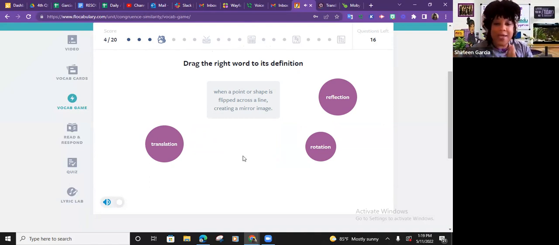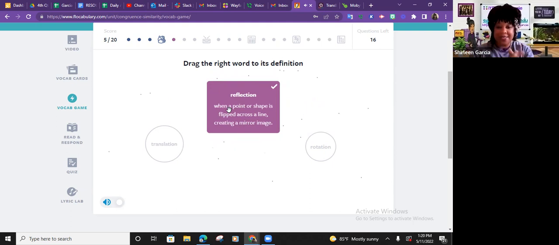When a point or shape is flipped across a line, it creates a mirror image. Is that a reflection, a rotation, or a translation? Yeah, Elric, fast on that draw. I'm proud of you guys.